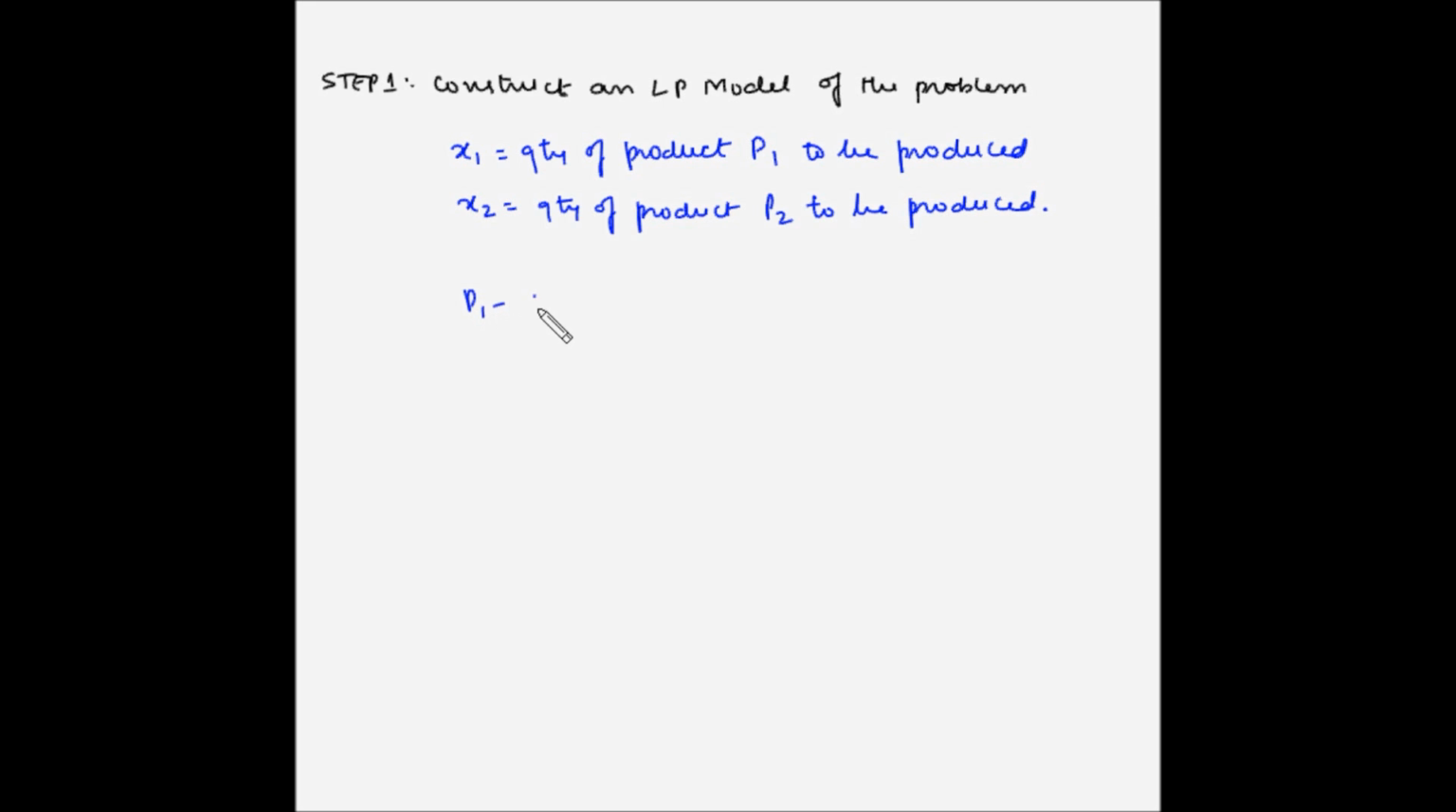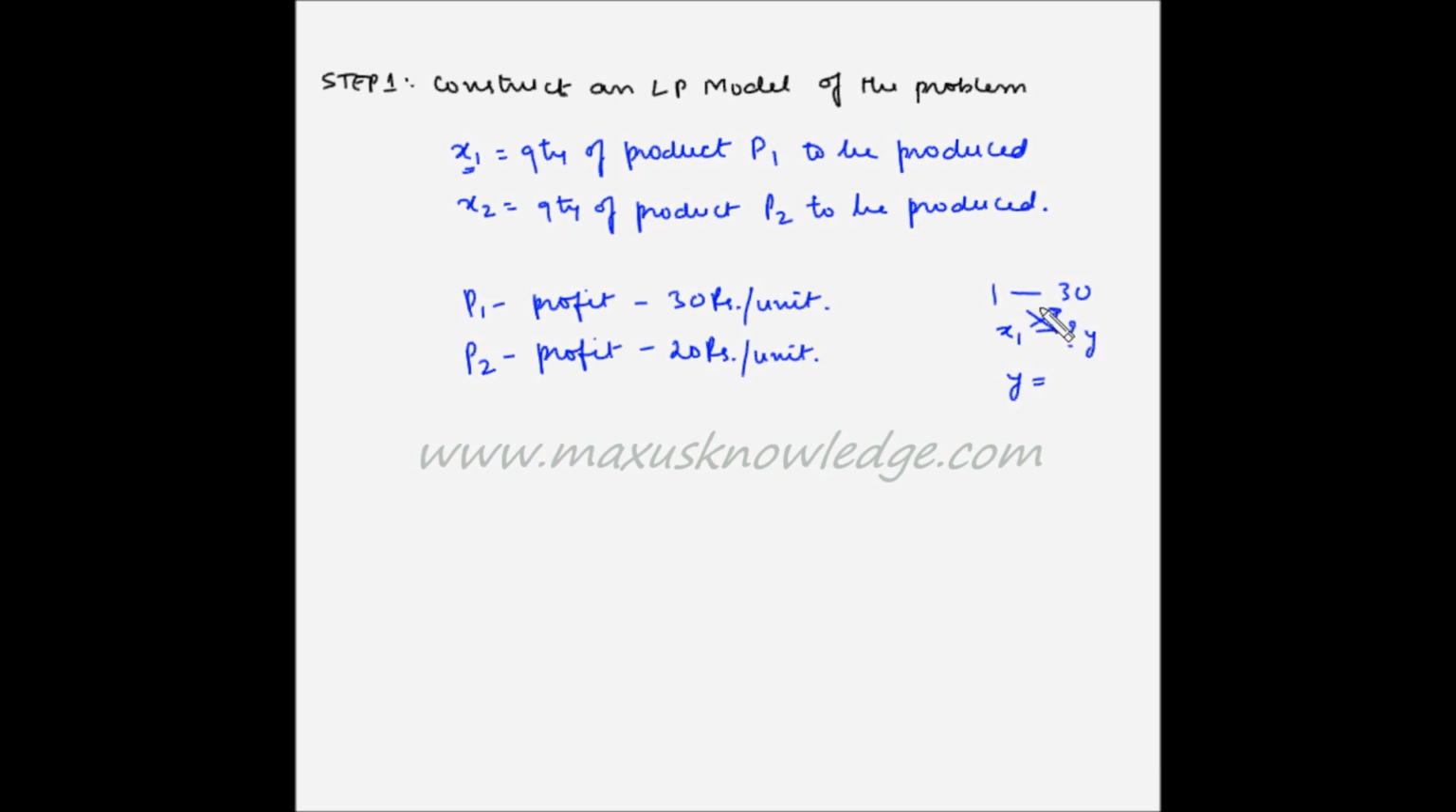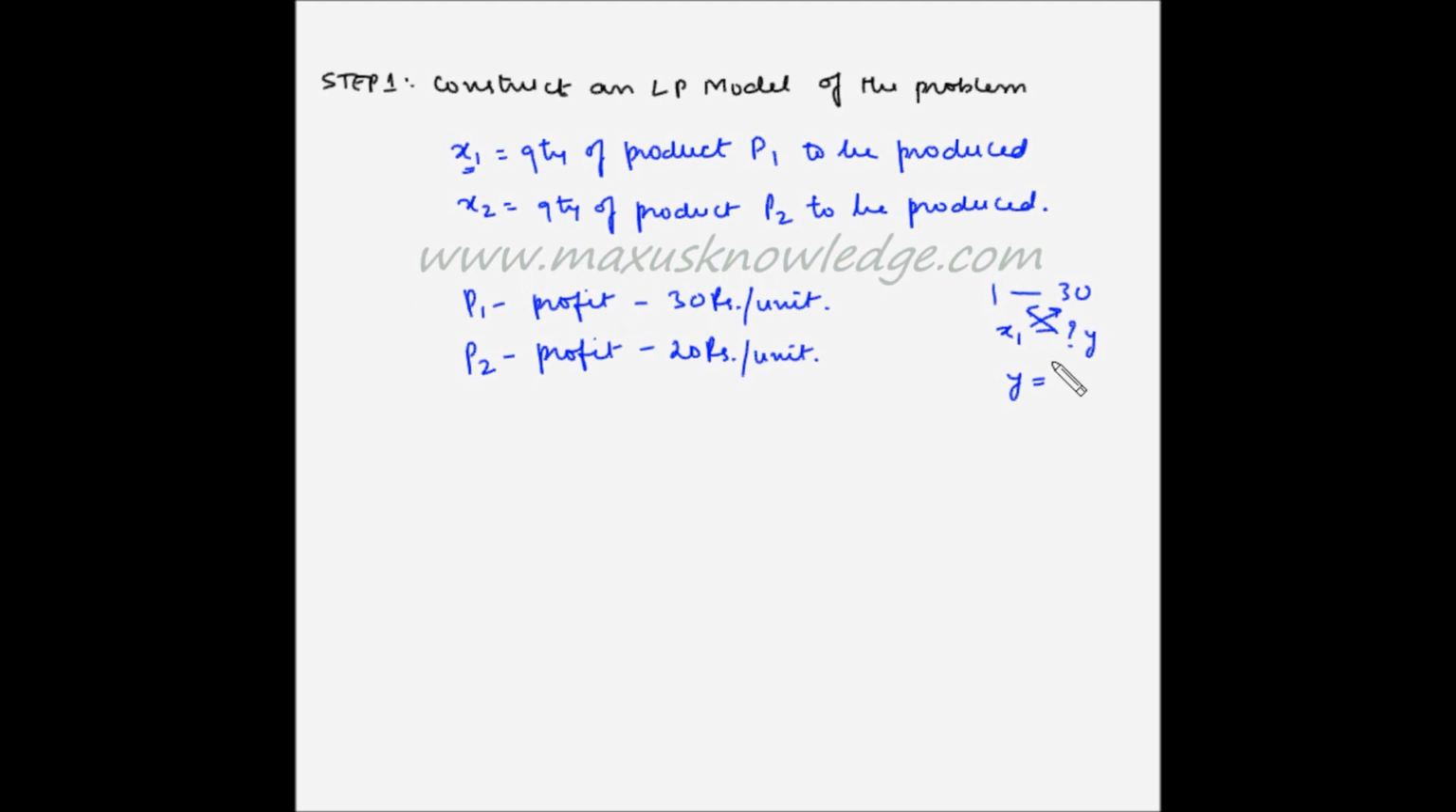Now for product P1, the profit has been given as 30 rupees per unit, and for product P2 the profit has been given as 20 rupees per unit. So if 30 rupees is the profit per unit, and if we are assuming X1 as the quantity of product P1 to be produced, then how much is the profit generated for X1 quantity of product P1? So for 1, the profit is 30 rupees. So for X1, how much? Let's say this is Y. So Y into 1, we're doing cross multiplication here. Y into 1 is Y is equal to 30 times X1.